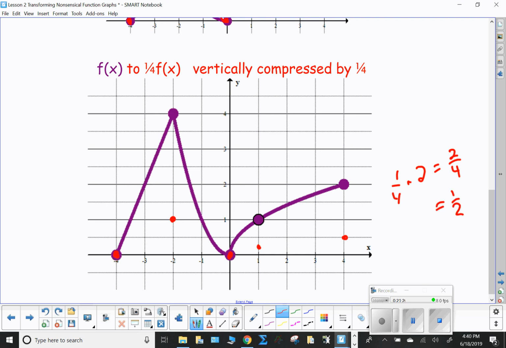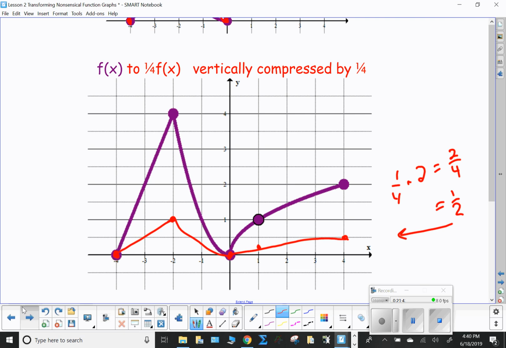And I'm putting that over there just because I know sometimes we have some trouble with fractions. Now, connect the lines. There we go. Connect the points with smooth curves. And again, you've now vertically compressed it. You've smashed it down.